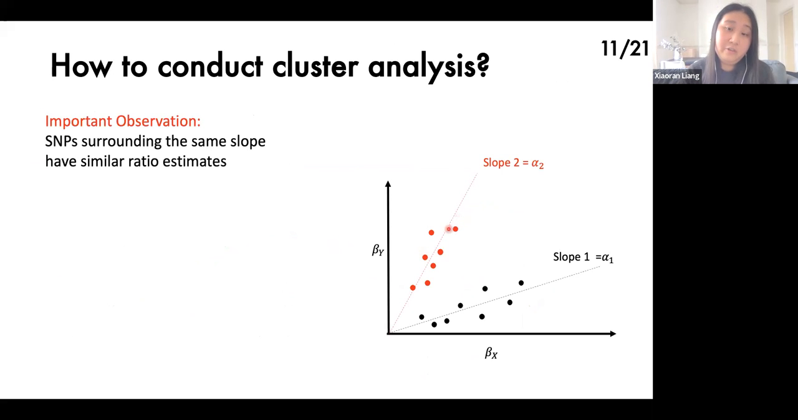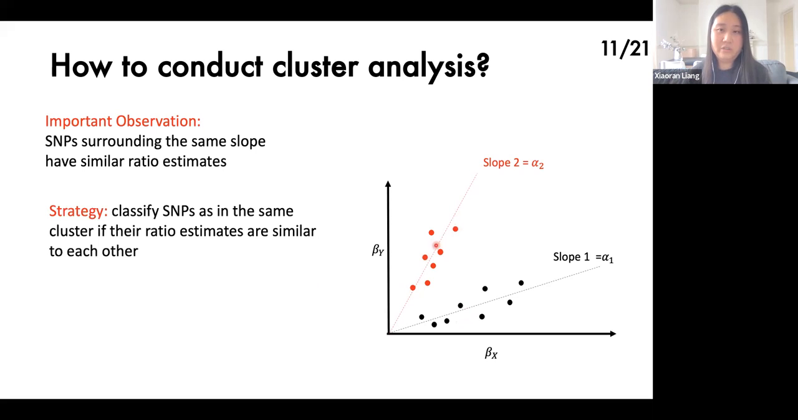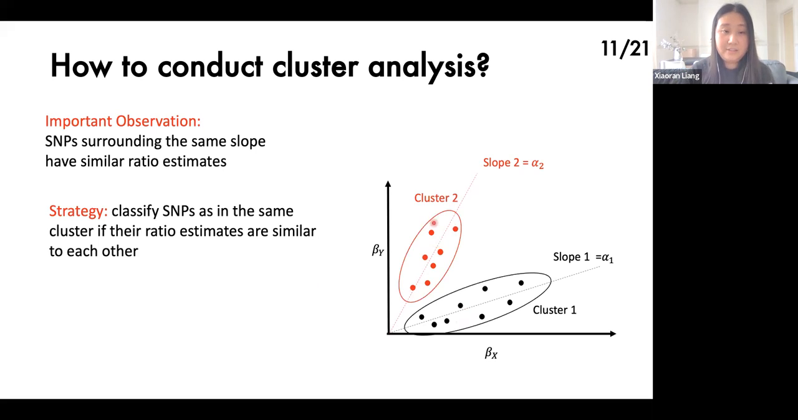If there are multiple slopes in the data, an important observation is that SNPs surrounding the same slope would have similar ratio estimates to each other because they are surrounding the same value. So based on this observation, our strategy to discover SNP clusters is that we classify the SNPs as in the same cluster if their ratio estimates are similar to each other, or in other words, if they actually estimate the same causal effect.